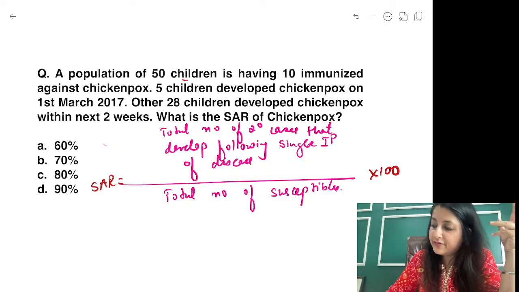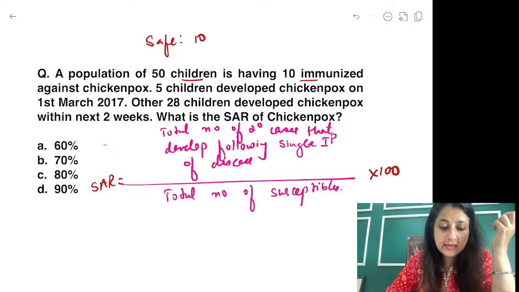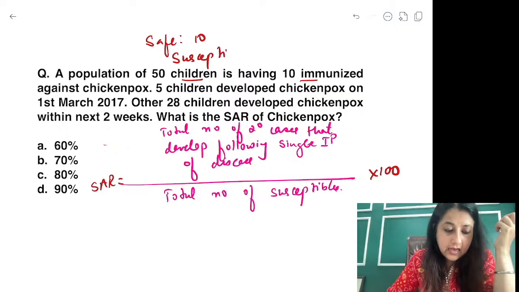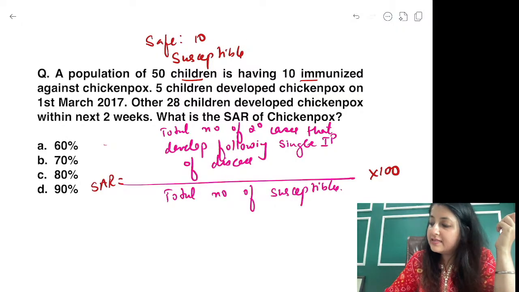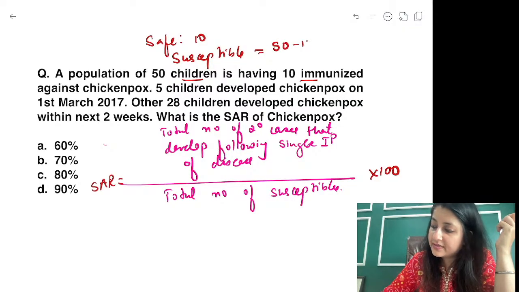Now over here you have 50 children. 10 are immunized. So how many are safe, guys? How many are safe? 10. ठीक है? Alright. And how many are susceptible? Susceptible कितने हैं? 50 में से 10 हटा दो. 50 minus 10.